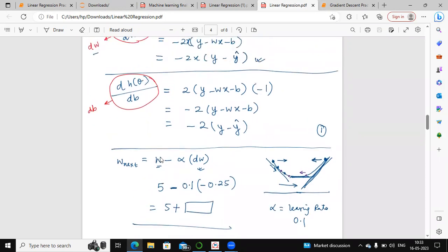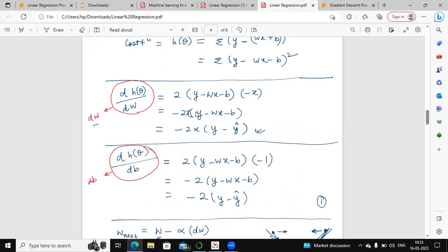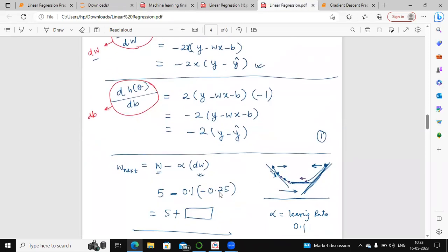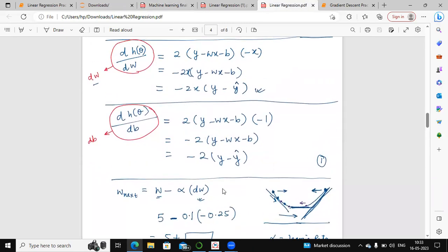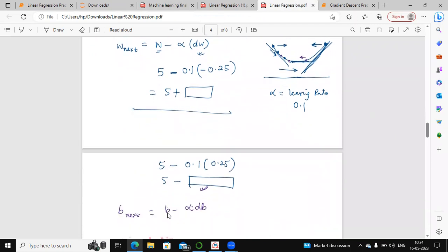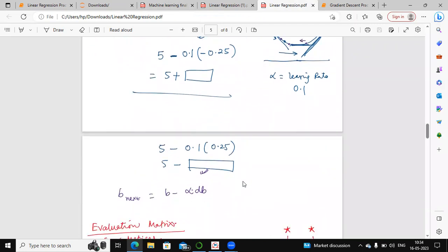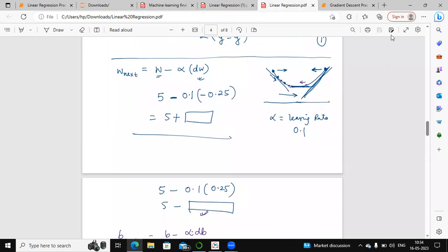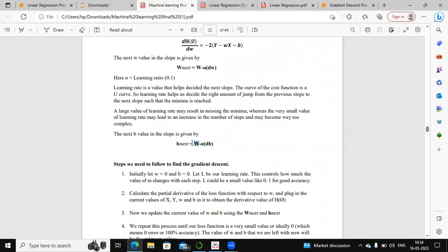Let's say our current value of slope is 5, then minus 0.1 is our learning rate, and dw, when you differentiate and get the value, comes out to be minus 0.25. Since there is a minus sign, it becomes plus, so the slope will increase. Similarly, b next is b minus alpha into db, where alpha is the learning rate.